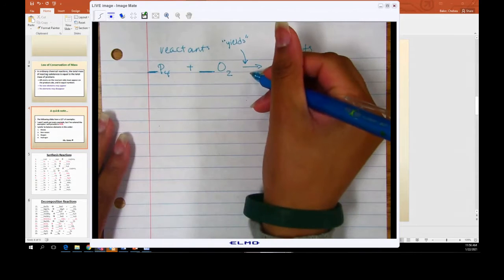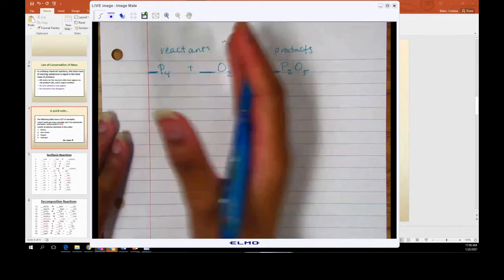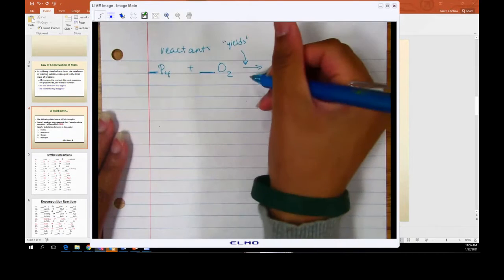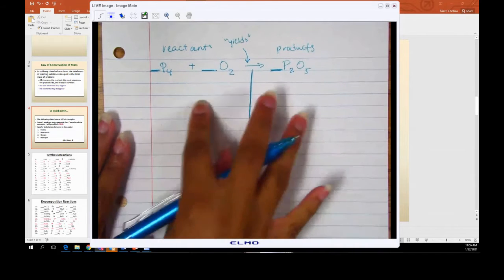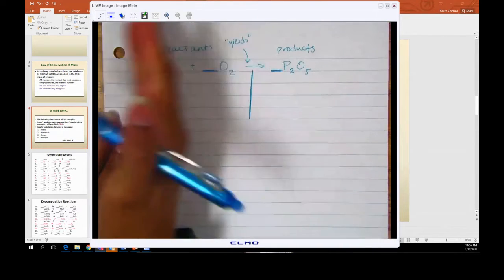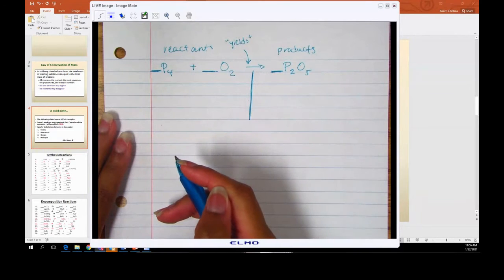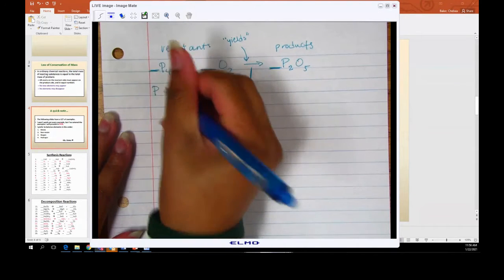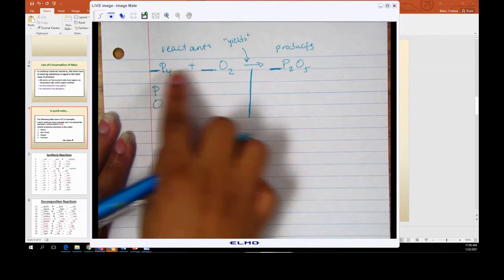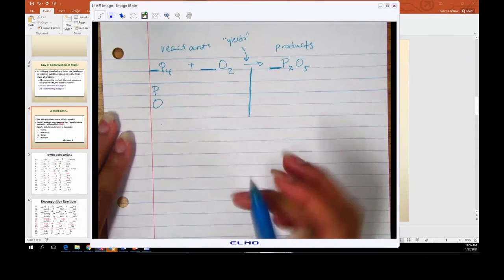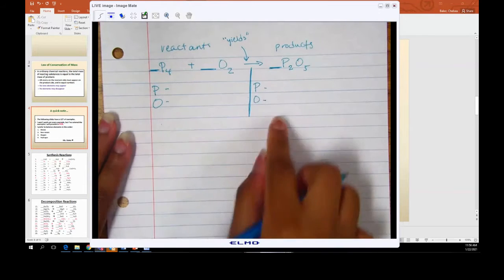Because the arrow sign, kind of like an equal sign, marks off one side of our equation from the other side, I like to draw a little line that splits the equation in half. So I've got one side of the equation and the other side of the equation. And I am going to write out the elements that I see on this side, P and O. And on this side, I've also got P and O, right? They should have the same elements on both sides, right?